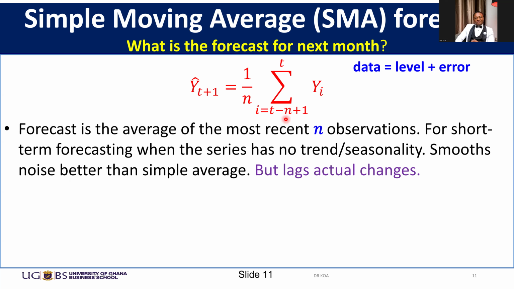Now, this is very good for short-term forecasting. Very short-term, like our data here has. The series has no trend, and here you know we don't have any trend. I'll show you when you have a trend. Then we don't have any seasonality. So this moving average, you can easily do it in Excel. It will smooth the noise better than the simple average, but lags actual changes. Okay. So no seasonality, no trend. We will explain in total what a seasonality or trend is, but for now, that is how you do it.